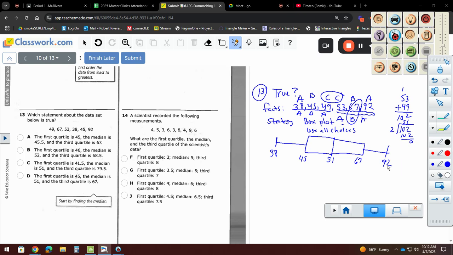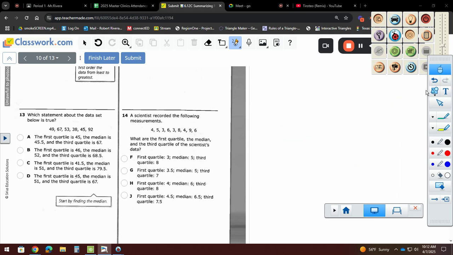Now you do number 14 before the song is over. I'm gonna pause. Number 14 before the song is over. You better draw a box cut. If I don't see a box cut, I'll mark it wrong.